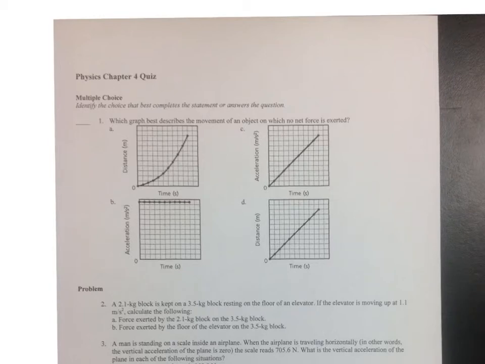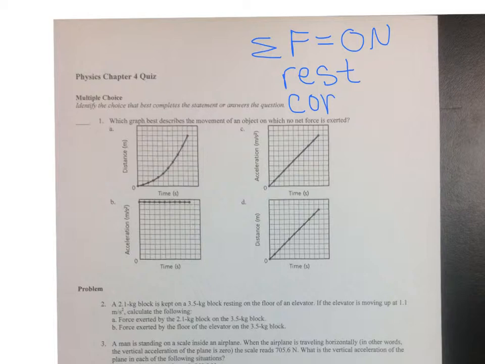Okay, so for the first question, where it's asking you to identify which graph best describes the movement of an object on which no net force is exerted. What we're saying here is that the net force on the object would have to be equal to 0 newtons. So the forces would be balanced, which tells us that the object is either going to be at rest or moving with a constant velocity.